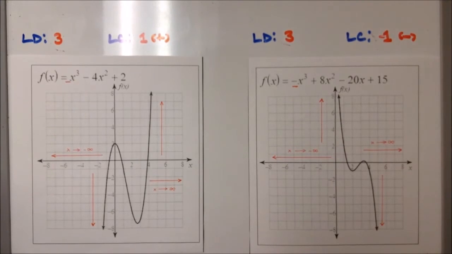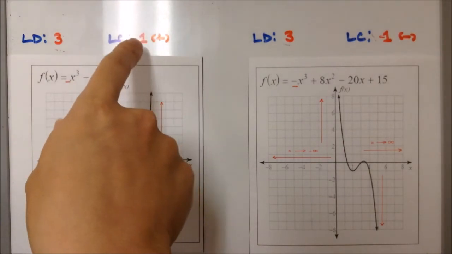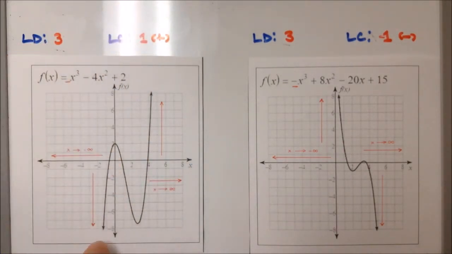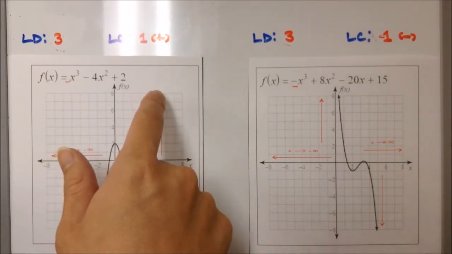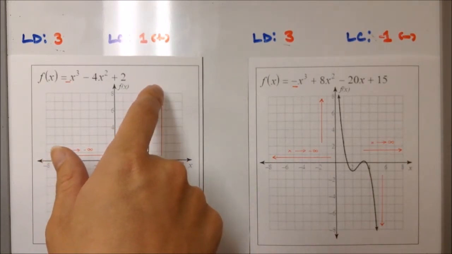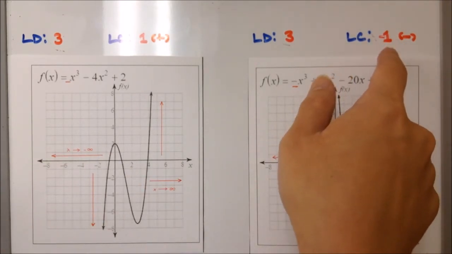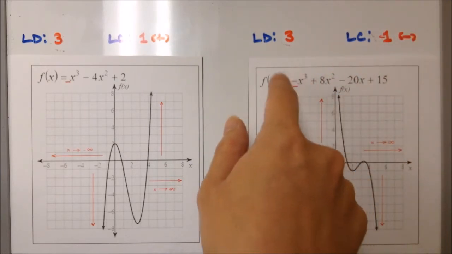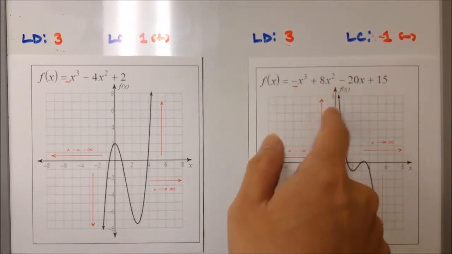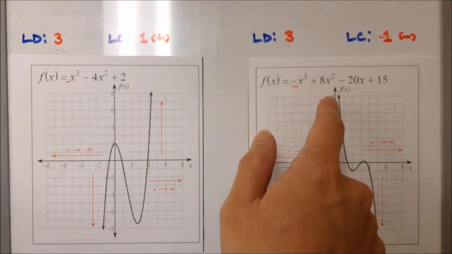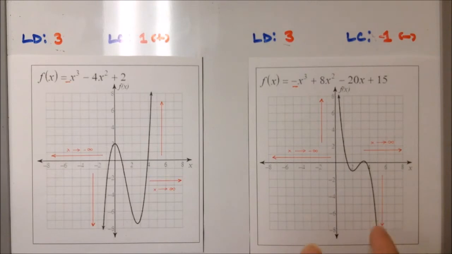Now, let's take a closer look at the graphs. As you can see, if it's a positive coefficient on the leading degree, it's going to start at the bottom left, going towards negative infinity, and on the other side, it's going to go towards positive infinity. But let's take a look at the one with the negative coefficient in front of the highest degree. Since it's negative, we can see that on the left side, it's going towards positive infinity. On the right side, it's going towards negative infinity.